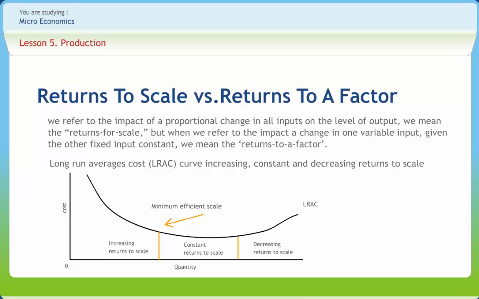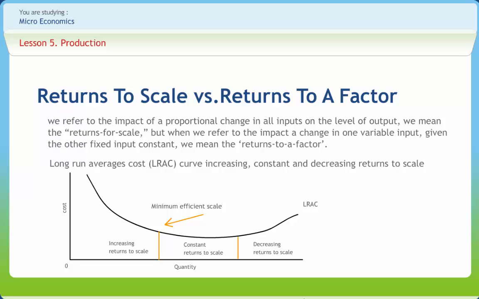If there are DRS, the returns to a factor must be diminishing. If by changing both the inputs we get diminishing returns to scale, by changing just one input we must get more pronounced diminishing returns to a factor. If there are CRS, the returns to a factor must be diminishing. If by changing both the inputs we get CRS, by changing only one input we are bound to get diminishing returns because we are now using a lesser quantity of inputs.